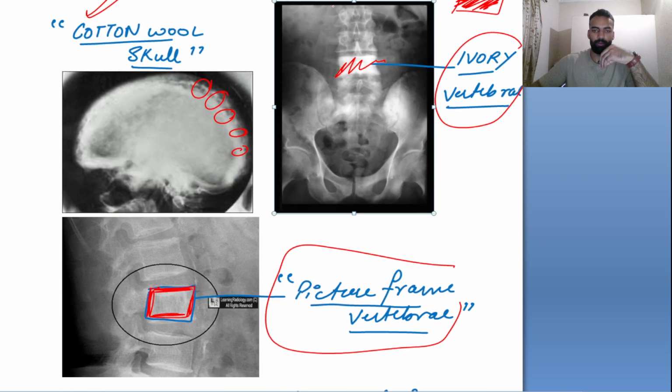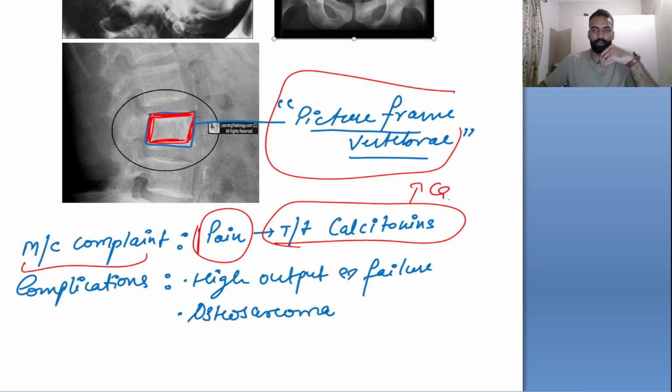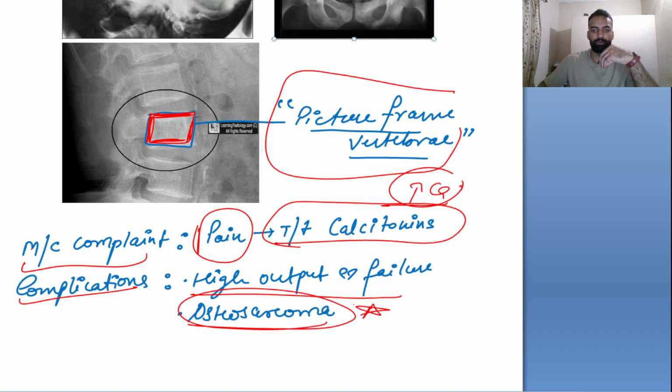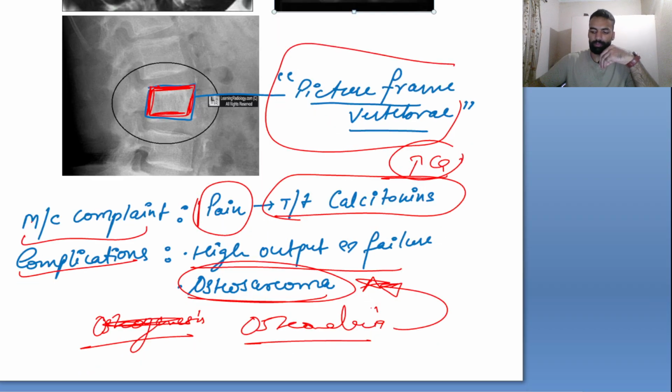Okay, now moving forward, the most common complaint in these patients is pain, so treatment will be calcitonin. Okay, and the complications are high output cardiac failure and osteosarcoma. So this is important. In osteomalacia again there was osteosarcoma as a risk factor.